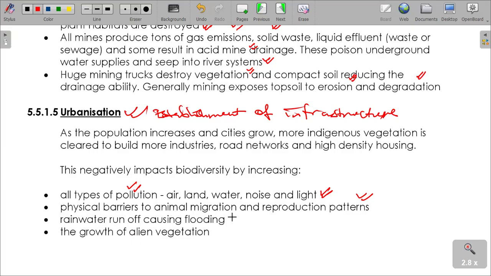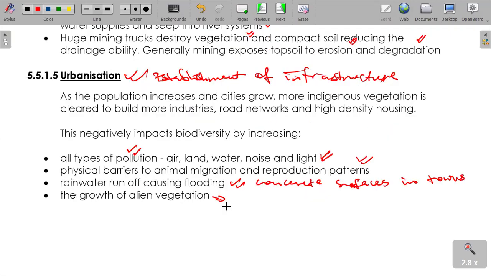Rainwater runoff causing flooding. I'm sure you talk about the concrete surfaces that are built, the concrete surfaces in what? In towns. The concrete surfaces in towns are there, which we are saying are causing a lot of runoff water, I mean quite a lot. And then the growth of alien vegetation again, where people would have their own flowers and so forth. They negatively also impact on what? On our biodiversity.